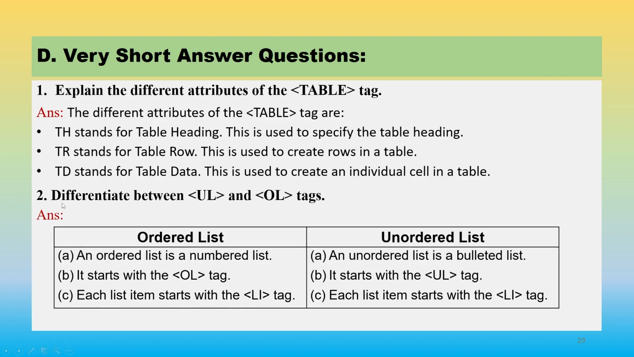Now how will you differentiate between UL and OL list? First of all, we will write the complete name of these tags. An ordered list is a numbered list and unordered list is a bulleted list. Second, it starts with the OL tag and this unordered list starts with UL tag. In ordered list, each item starts with the LI tag. Here also in unordered list, each item starts with the LI tag. So while writing, you can remove this third item because this is not a difference, this is a similarity.